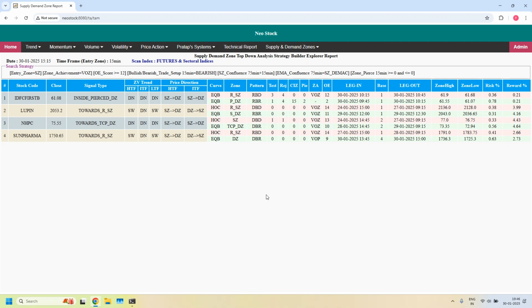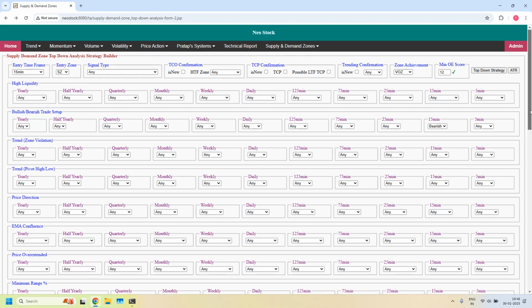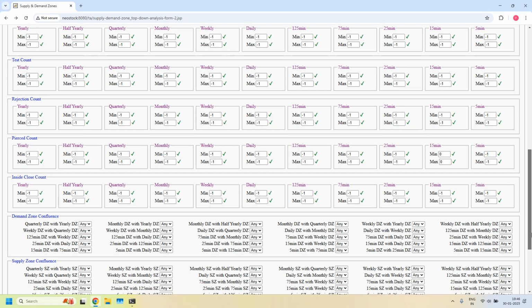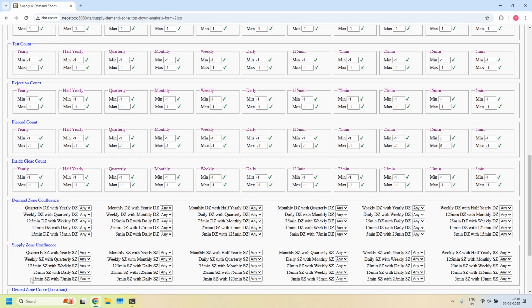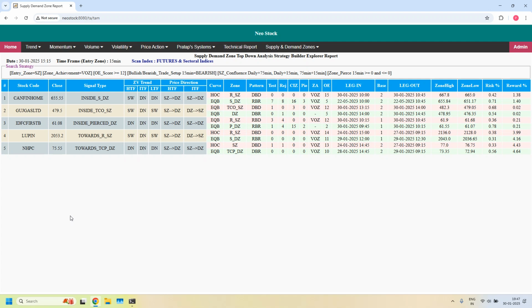Next, let us look for HTF also. LTF, ITF, HTF zone confluence. I am removing this ITF EMA filter. Now we need to set HTF filters. So in the supply zone confluence, 3 filters you have to set. First filter is already enabled, that is 15-minute supply zone with 75-minute supply zone. Second filter is a 15-minute supply zone with daily supply zone confluence. Third filter is 75-minute supply zone with daily supply zone confluence. That is HTF filters. With all the 3 filters, LTF, ITF, HTF supply zone confluence, we got 5 stocks.